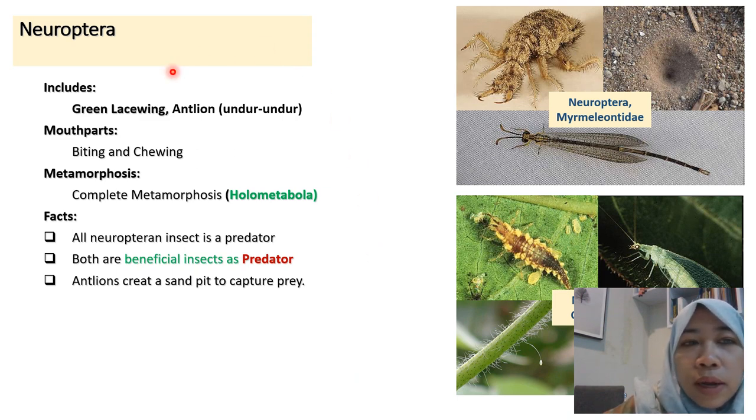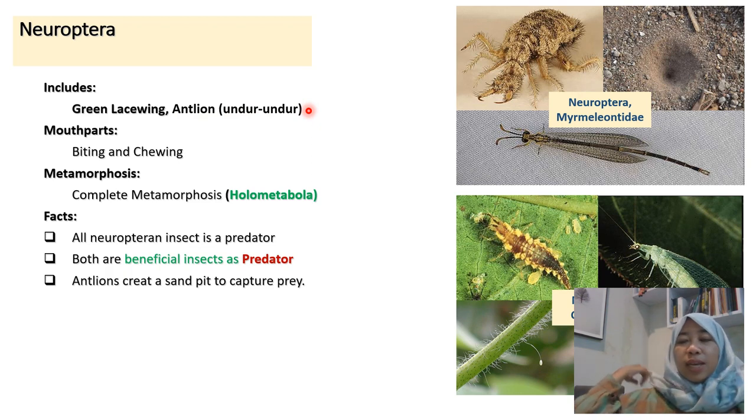And then this is Neuroptera. We can find Neuroptera in the species of antlion. And what is antlion? In Indonesia, we say it undur-undur. This is the home, this is the trap that has been made by this insect, undur-undur. This is the larva of the insect, and this is the adult. What is the difference with the dragonfly? This is really different. You have to know the differences.